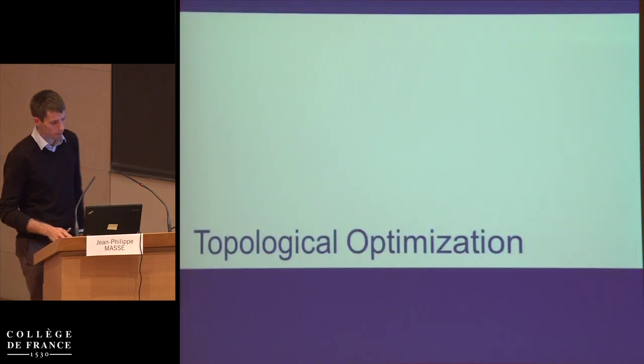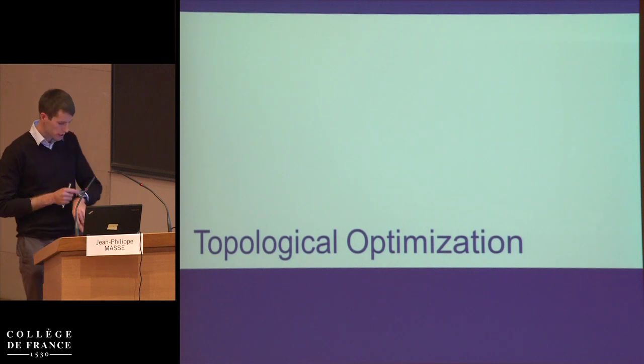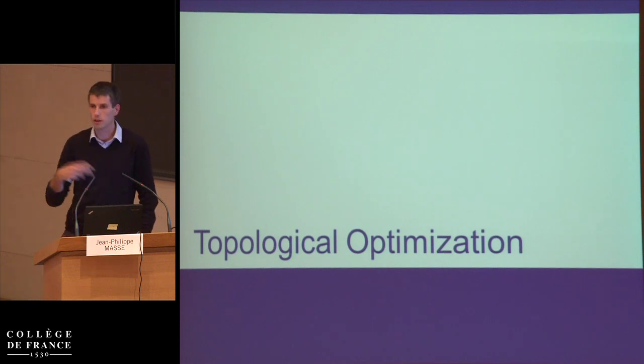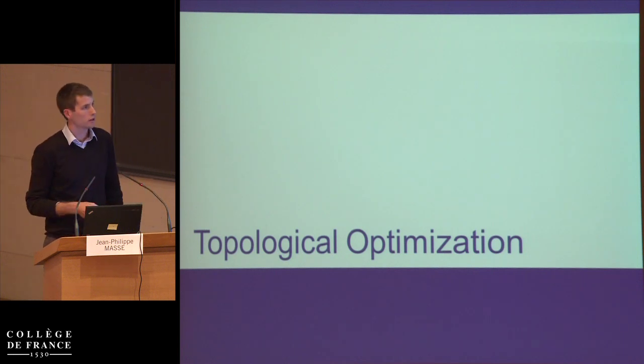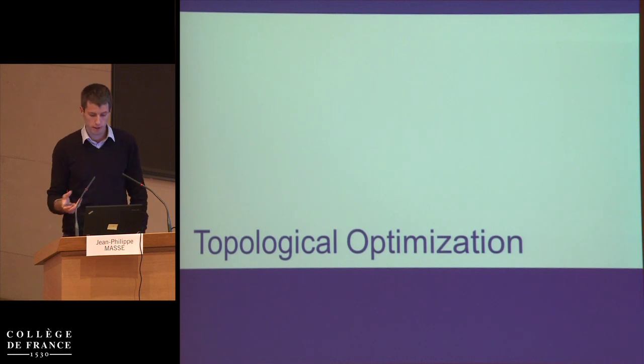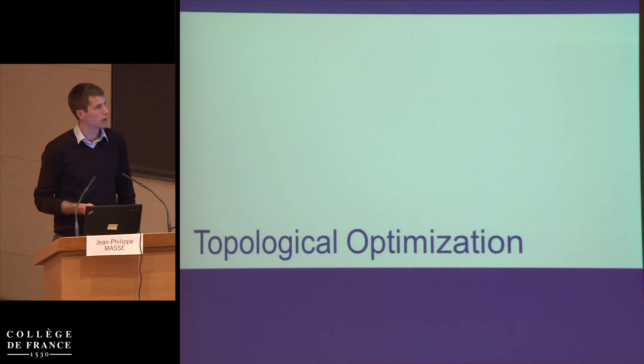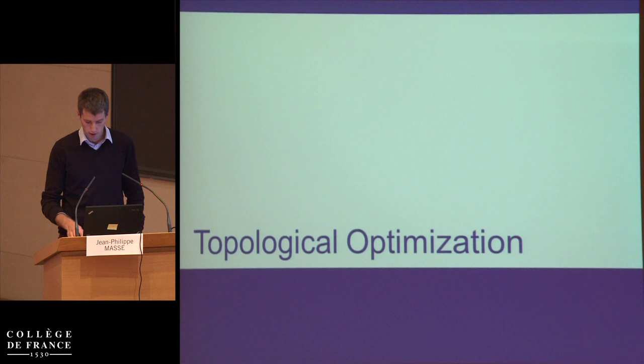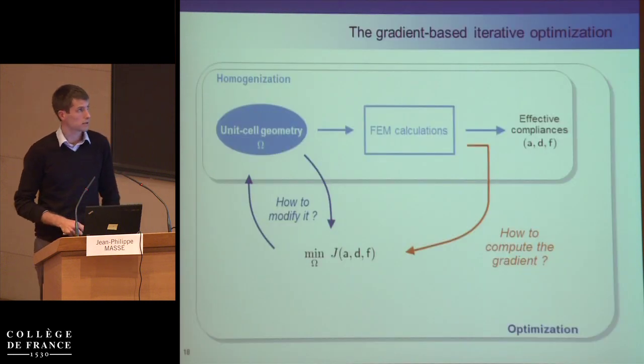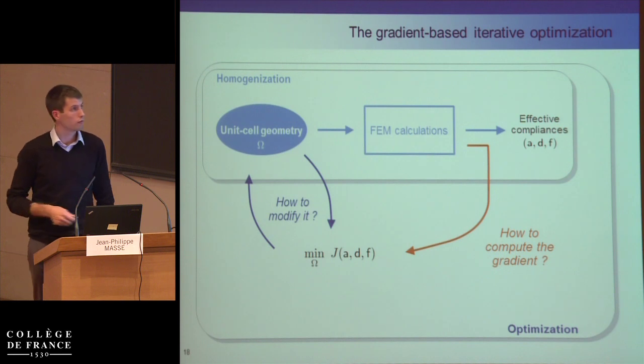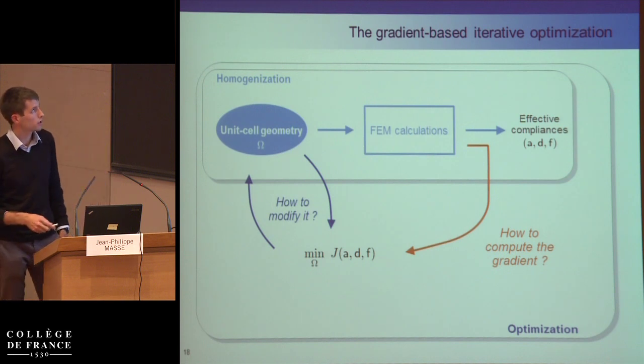Okay, so now we have a method to be able to compute, whatever the geometry of the unit cell, the stiffness in bending, in-plane bending and transverse shear of this unit cell. So now we can go further into optimization.